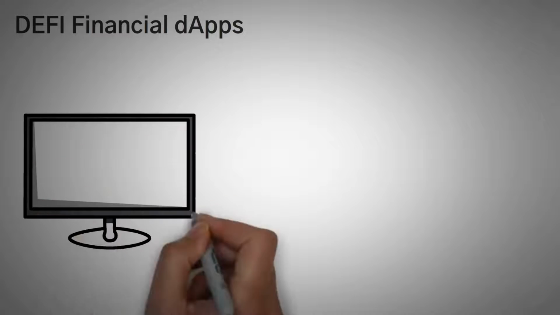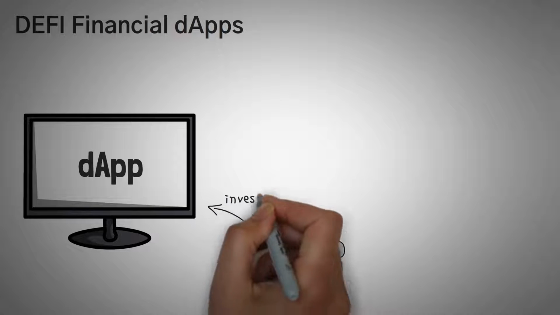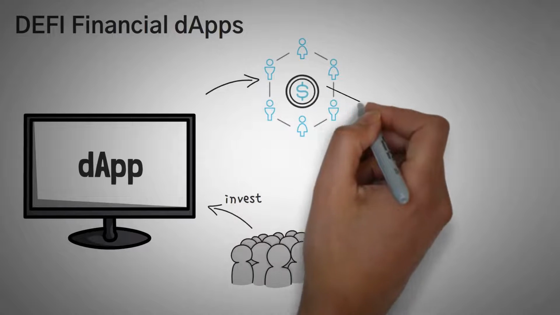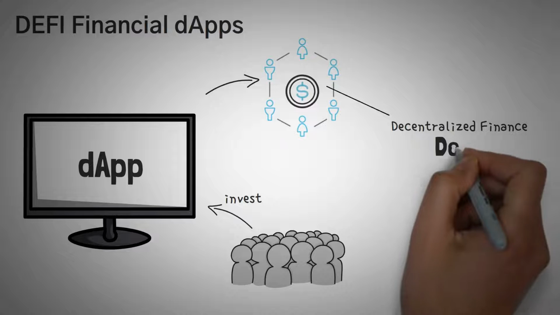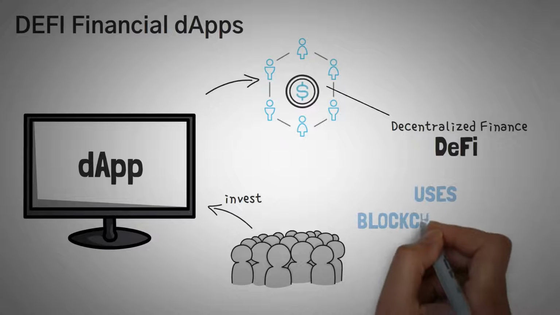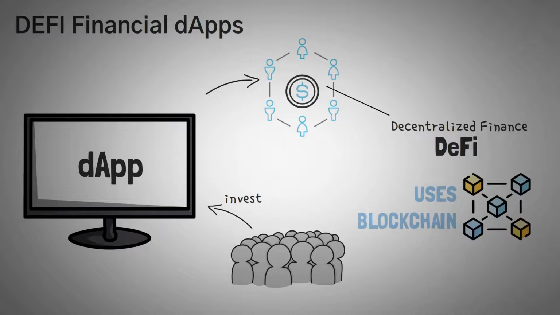So now that you know what makes dApps so cool, let's get into some examples of them. First off, let's start with financial dApps. There are many decentralized applications that provide a way for people to invest in something called decentralized finance. Decentralized finance, or DeFi, is a new monetary protocol that uses blockchain to allow investors to do new things and even some old things with their money with a ton of new benefits.